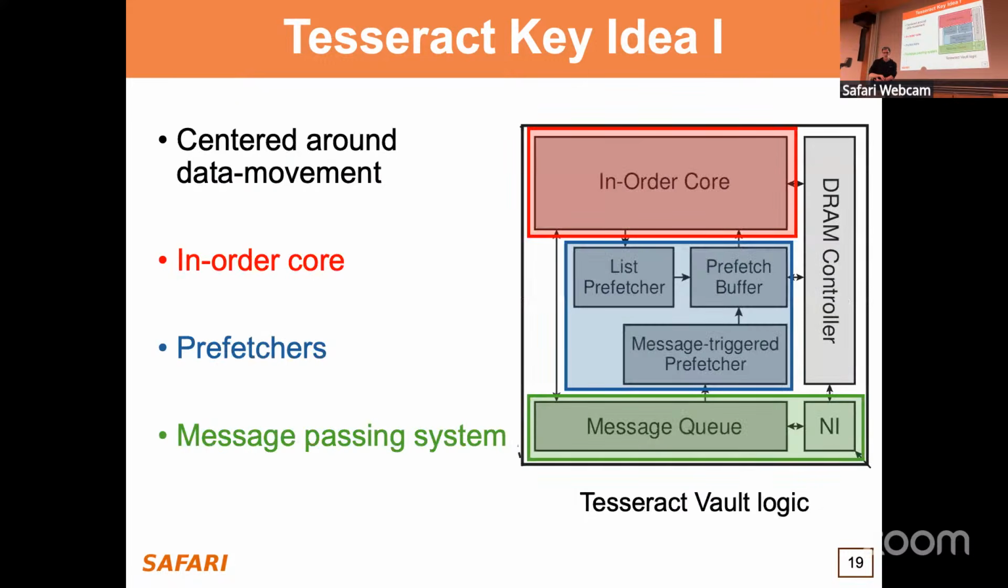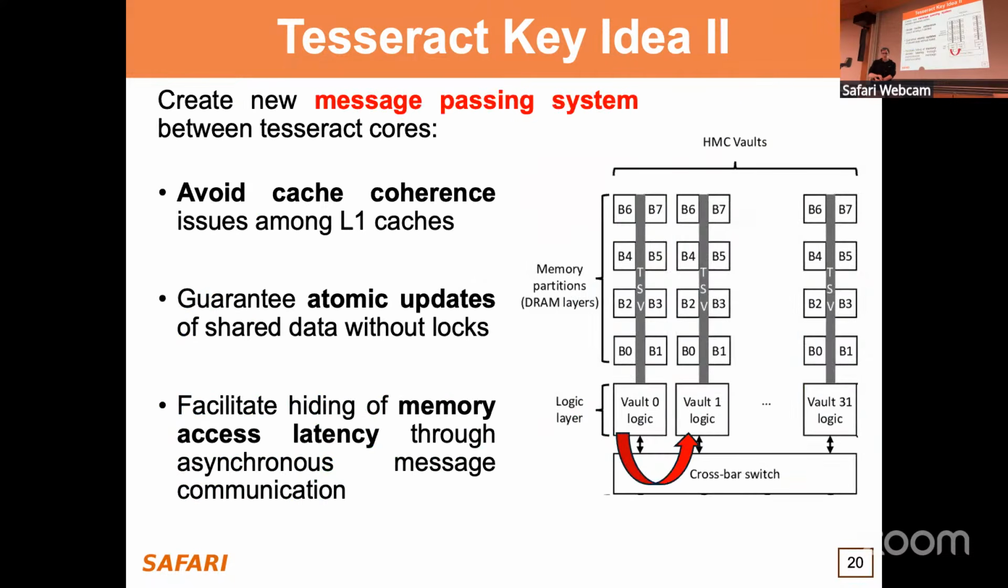So this is the overview of what a vault looks like. It is centered around data movement. What you can see here is all of the memory space, since it's a 3D stack technology. In the red, there is the in-order core. Then we have the prefetchers, which I will come to later, and then the message passing system, which I will also explain in further detail later. So this new message passing system that Tesseract introduces will happen between any two Tesseract cores. Its main purpose is to avoid cache coherence issues among the L1 caches.